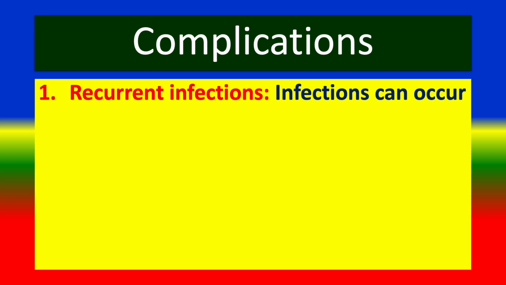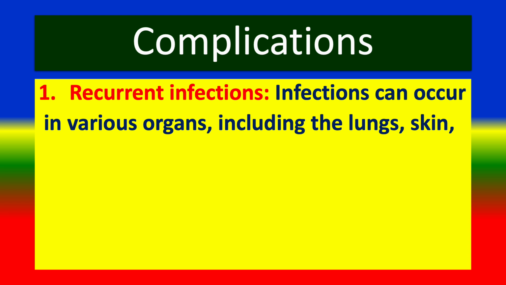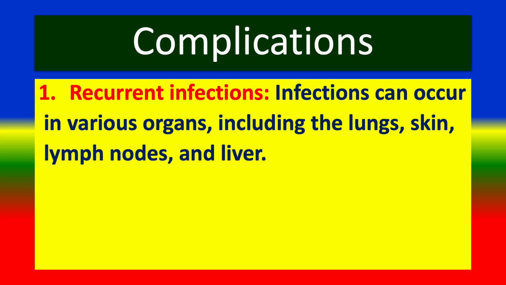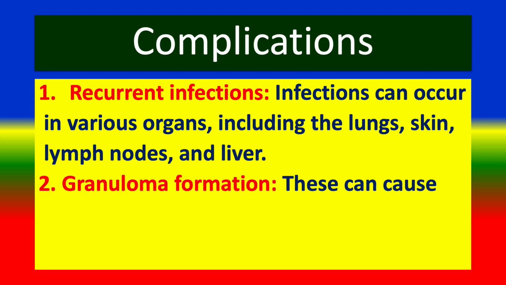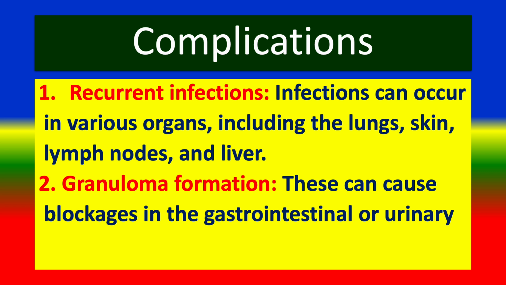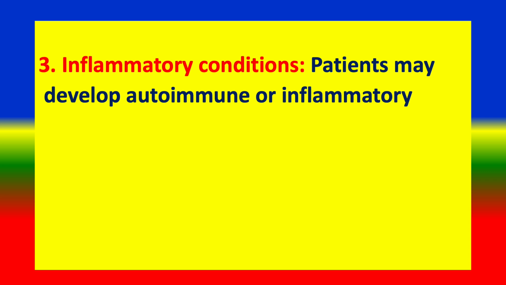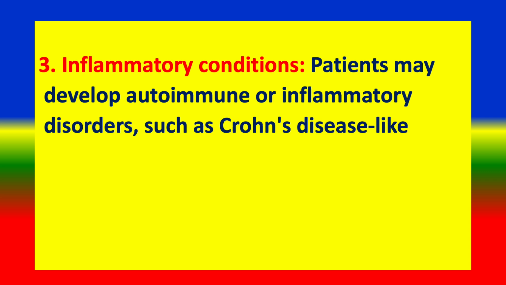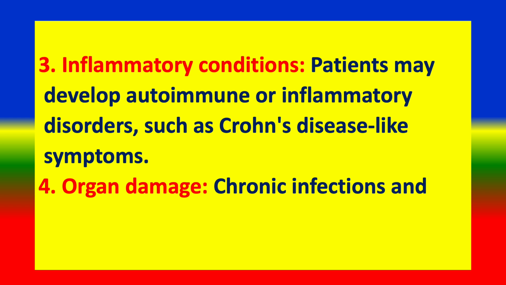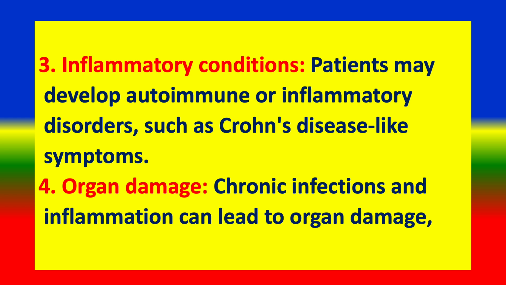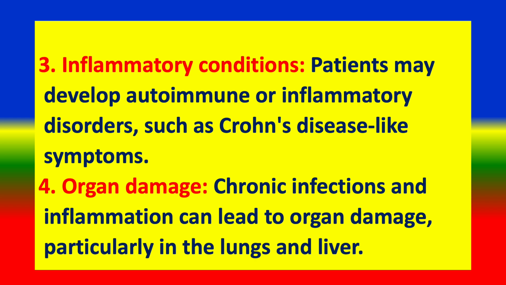Complications: 1. Recurrent infections. Infections can occur in various organs, including the lungs, skin, lymph nodes, and liver. 2. Granuloma formation. This can cause blockages in the gastrointestinal or urinary tracts. 3. Inflammatory conditions. Patients may develop autoimmune or inflammatory disorders such as Crohn's disease-like symptoms. 4. Organ damage. Chronic infections and inflammation can lead to organ damage, particularly in the lungs and liver.